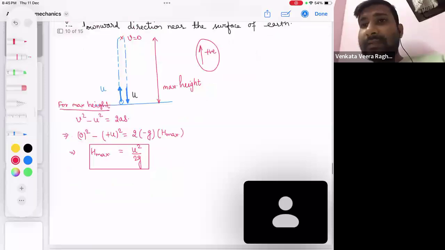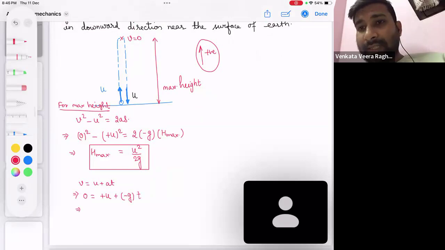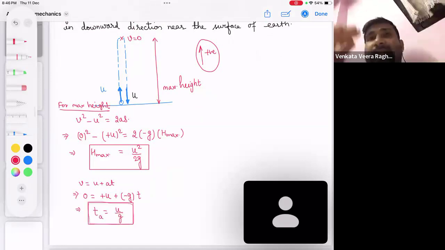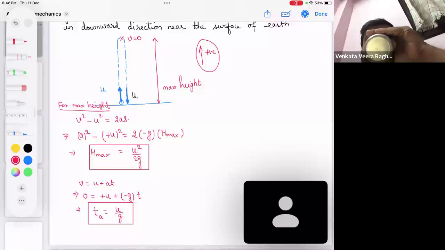What is the time taken to reach the maximum height? Can I use v equal to u plus at? At maximum height, velocity is 0, initial velocity is u, acceleration is minus g, and this time I calculate, this t I am getting as u by g. You know what this time is called? Time of ascent. How much time it took to go up. No, no, this is time of ascent only. Total is time of flight.